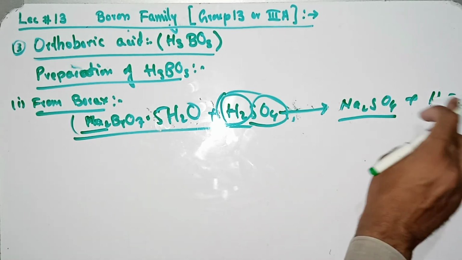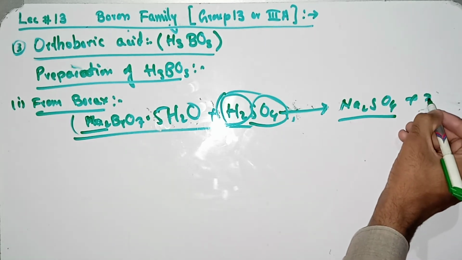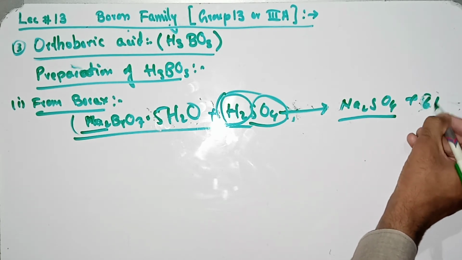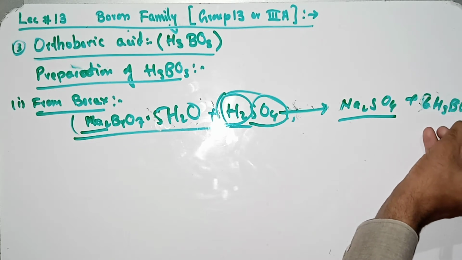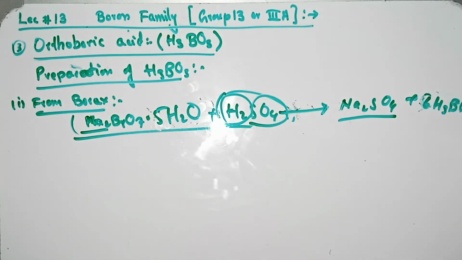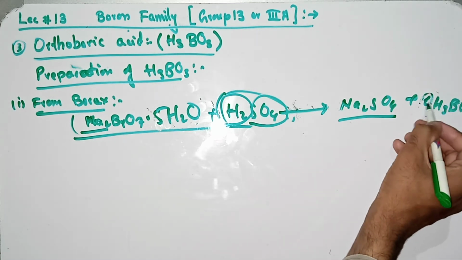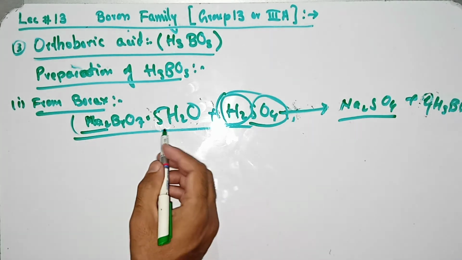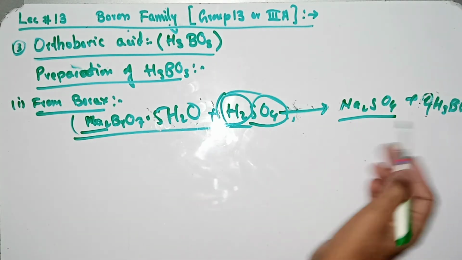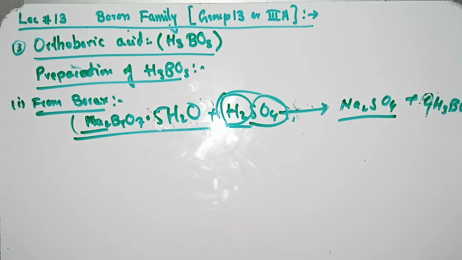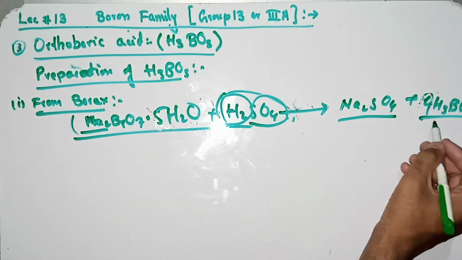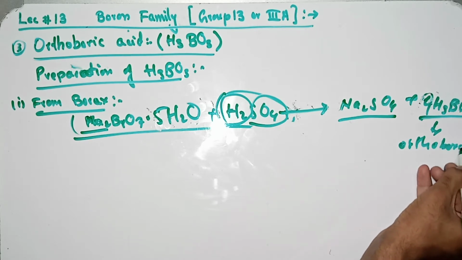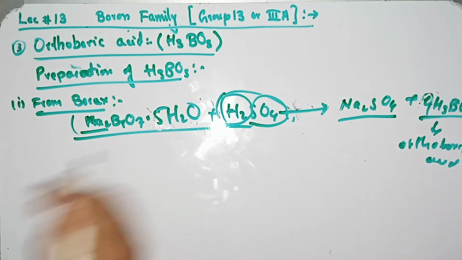So it will become H2B4O7, or you can write 4H3BO3, because here are 4 waters, 4 hydrogens, and 5 twos are 10. So this is orthoboric acid, H3BO3. Orthoboric acid can be prepared from borax.